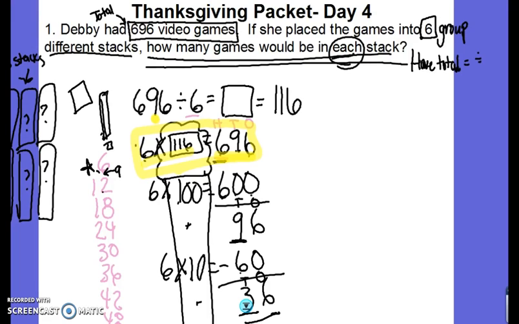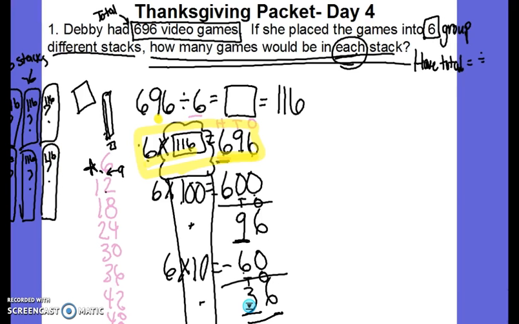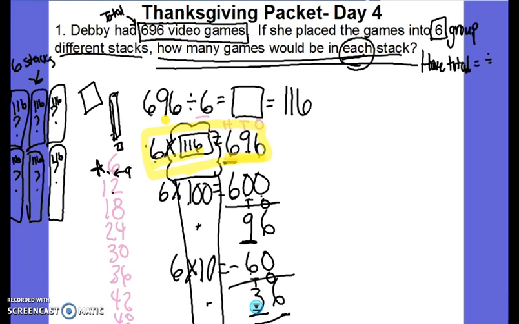How many games would be in each stack? So, would it make sense if each of these was 116? If each of those was 116 and she had a total of 696 and there were 6 of those groups, would that make sense? Well, yeah, that seems like it makes sense because this is about 100.